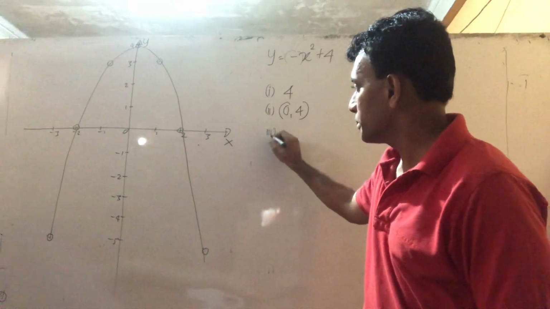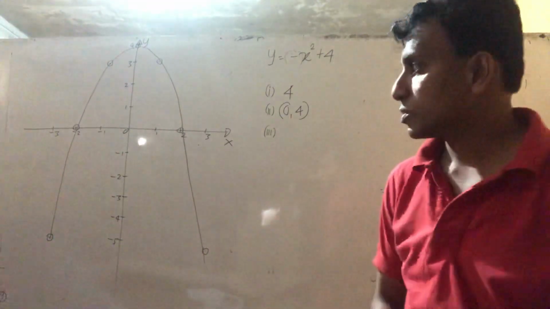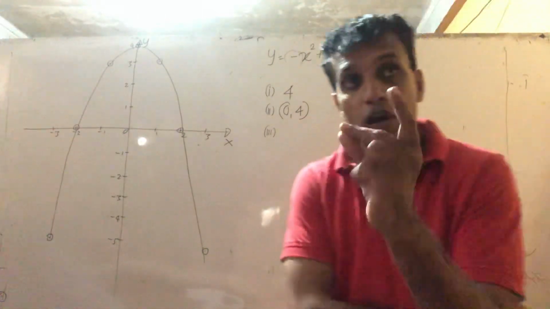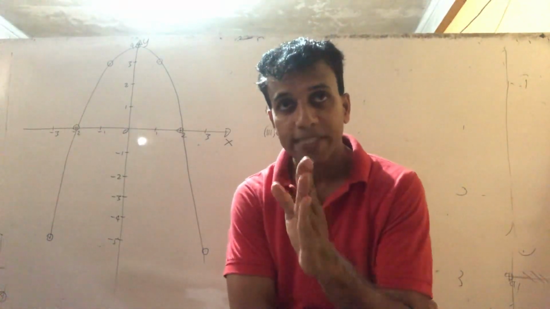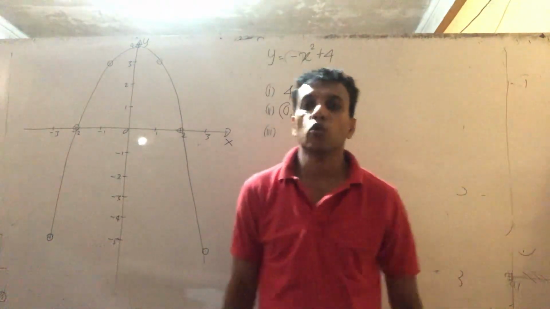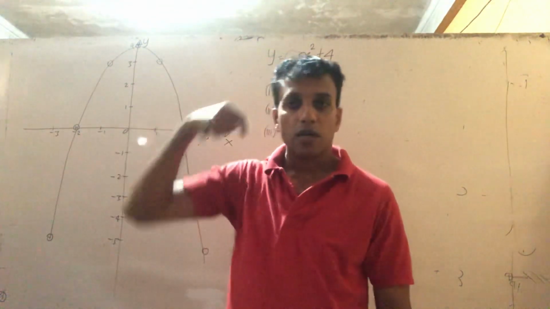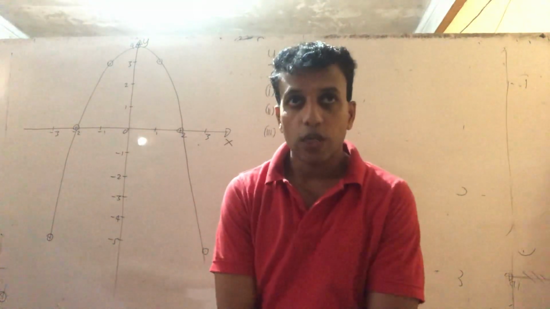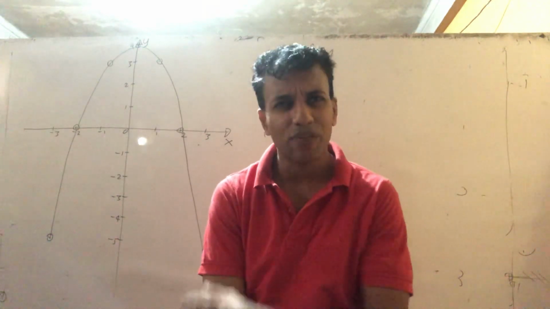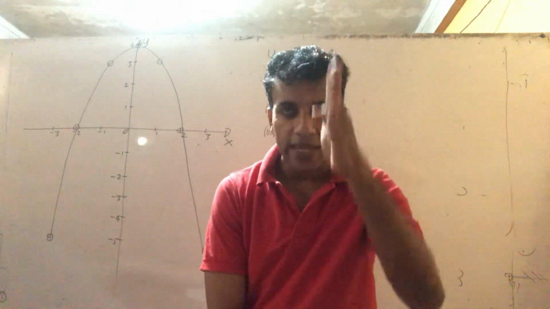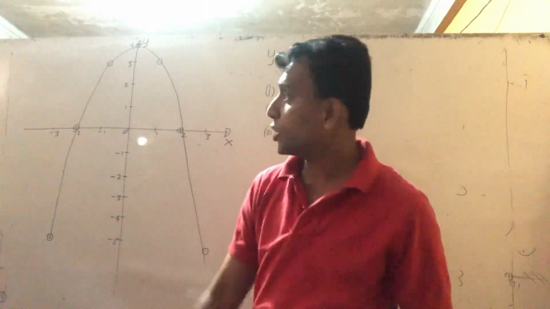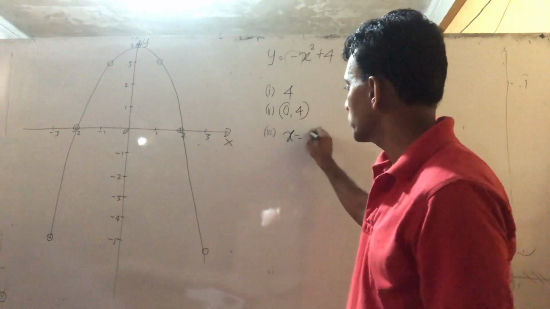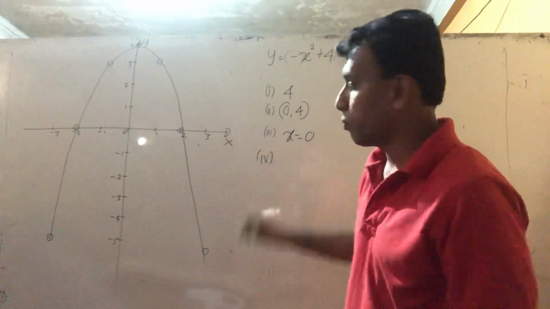Write another part. Write the equation of the symmetric axis. So I said in every grade 10 syllabus, the y line is the symmetric axis. But the equation is x equals 0. x equals 0 is the symmetric equation. Right, next part, fourth part.